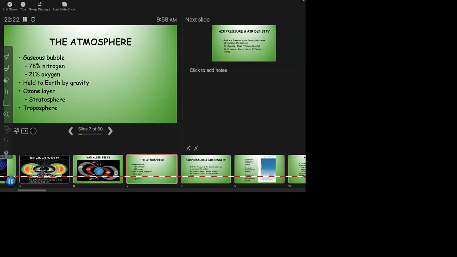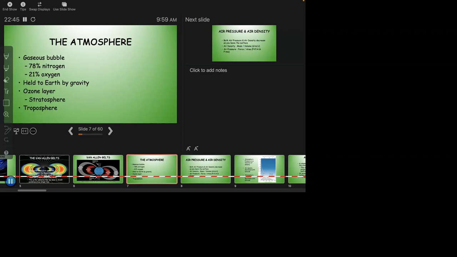Just dropping a couple vocab words here. The ozone layer. Somebody tell us, what's so awesome about the ozone layer? Do we like the ozone layer? Ozone good. Ozone good when it's in the stratosphere, yes. What does it do for us?